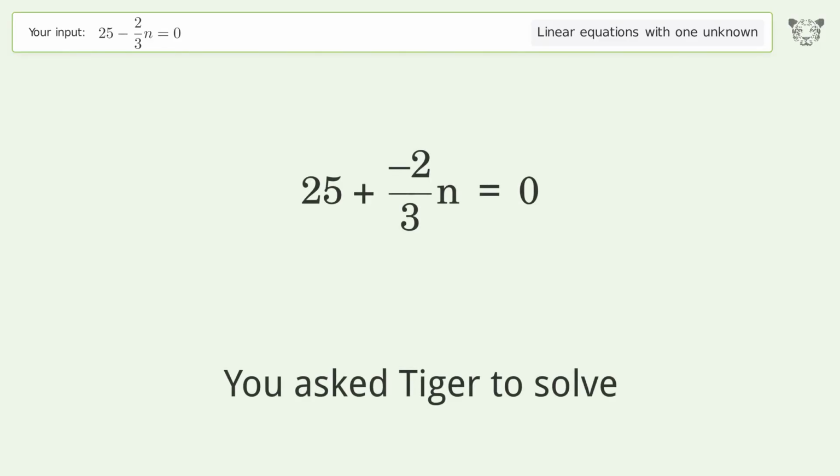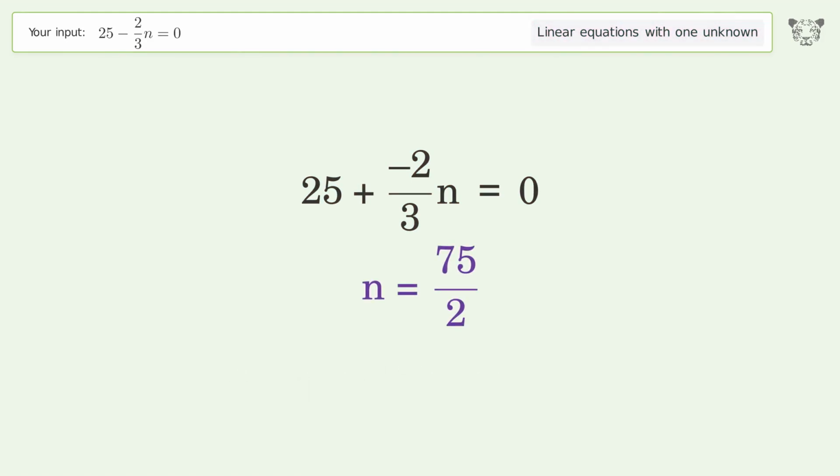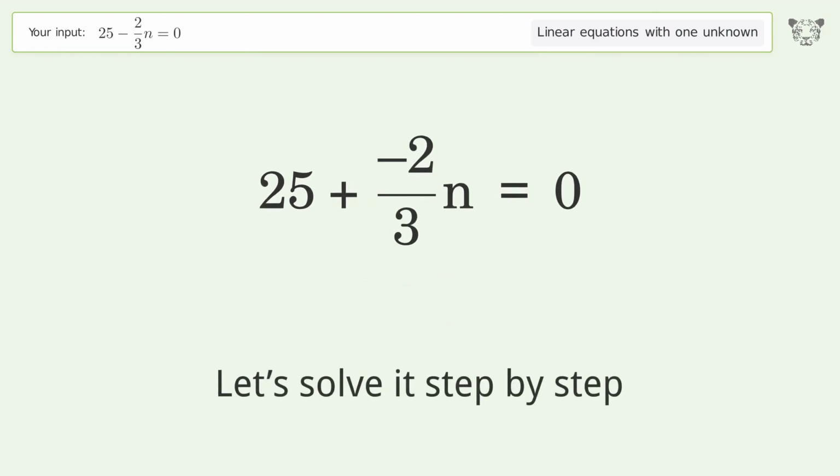You ask Tiger to solve this. This deals with linear equations with one unknown. The final result is n equals 75/2. Let's solve it step by step.